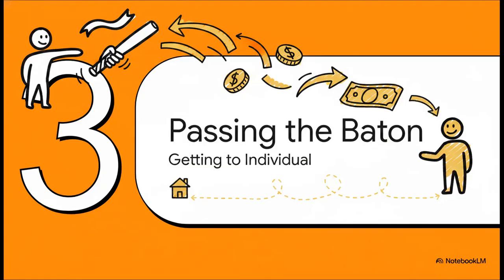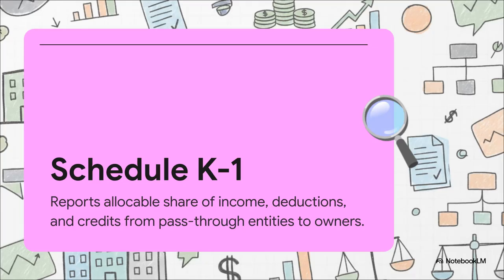Let's wrap up this section with passing the baton, getting that income over to the individual. So we've talked about how pass-through entities don't pay tax themselves, but how does the income physically move from the business to the human? It happens through the Schedule K-1. This is literally the baton in a relay race. Issued by partnerships and S-corps, this form is handed to every single owner at the end of the year. It reports their specific, allocable share of the income, the deductions, and the credits. The entity does all the math, puts it on the K-1, and just hands it off. The owners then take those exact amounts and drop them directly onto their personal tax returns.